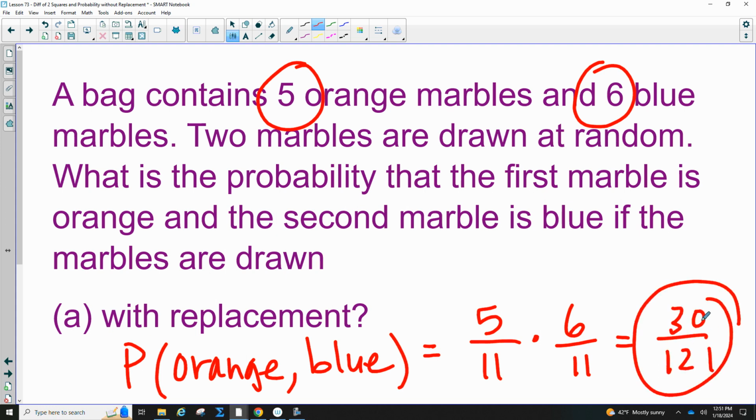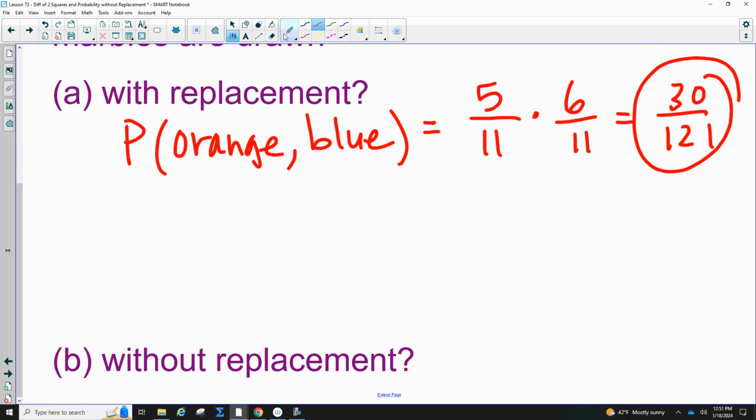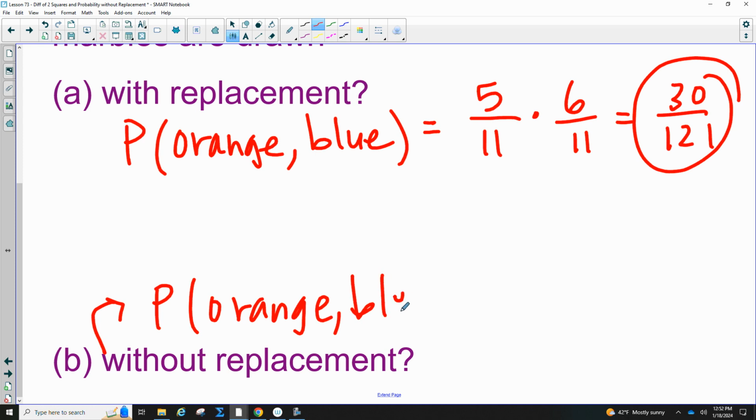All right, so that's with replacement. We don't have to worry about, okay, how about without replacement? All right, I'm going to do this one right here. Sorry, without replacement. So same thing, orange, comma, blue. You're going to have to think a little bit on this one, okay? Now, the first draw stays the same because we're drawing out of the whole bag, right? So the probability of getting orange is what? 5 out of 11.